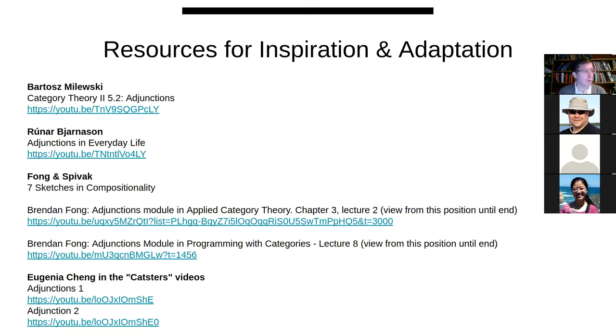David Spivak and Brendan Fong, in their Seven Sketches of Compositionality, in a chapter we've looked at before, chapter three, have an introductory treatment to adjunctions in the context of data transformation, these functors associated with databases. That can be used to transform from one representation to another. And it takes it beyond the simpler forms of data transformation that we looked at, pulling back a set of data created with one functor to apply with another.